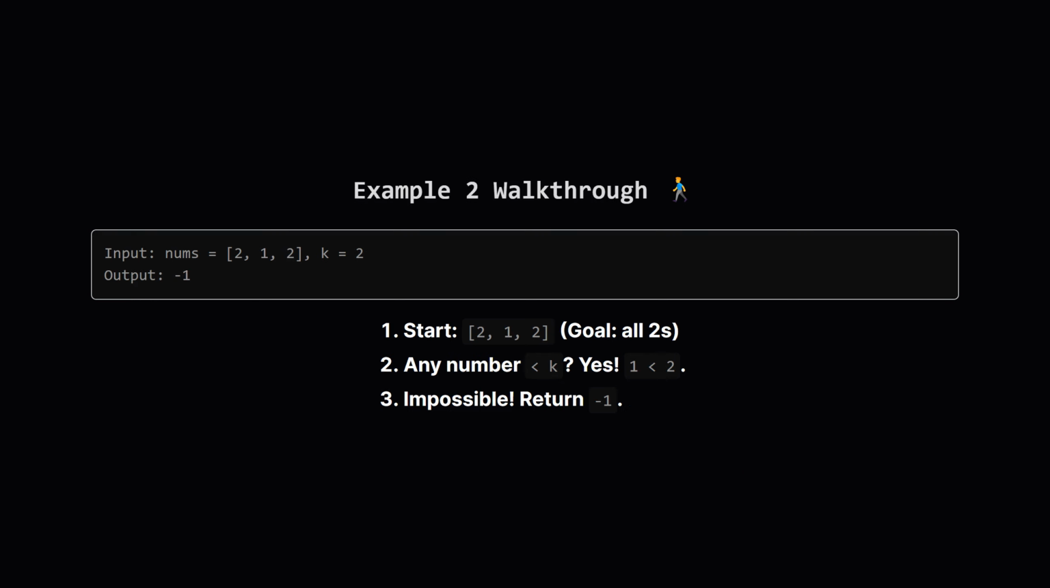Now for the second example. 2, 1, 2. And we want everything to be 2. First check. Are there any numbers less than our target k, which is 2? Yes. There's a 1 in the list. The operation only lets us decrease numbers. We can never increase a number like 1 up to 2. So if we find any number smaller than k, it's impossible. We return -1 right away.